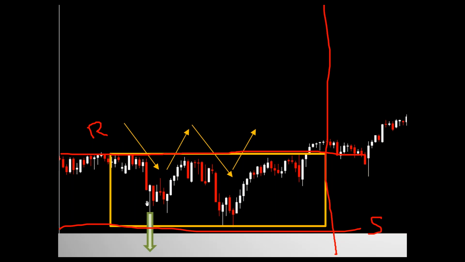First of all, you need to have a preceding trend. Then you need to see indecision on the support or resistance level. So over here, I have indecision close to the support area.